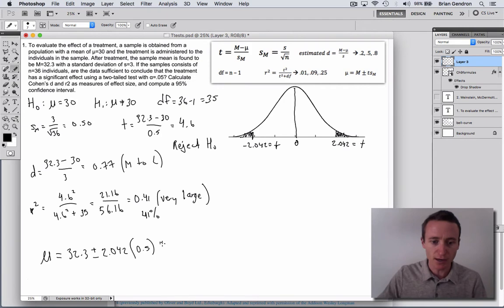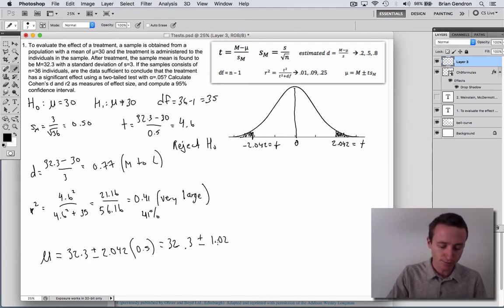Essentially, we're getting 32.3 plus and minus 1.02. So the lower value is 31.28. And the upper value is 33.32.